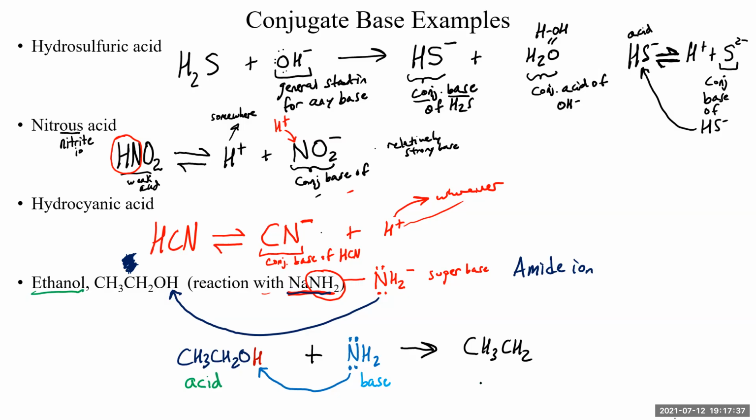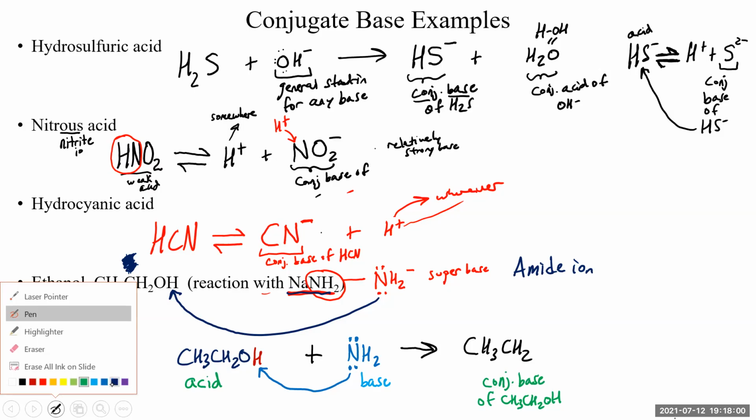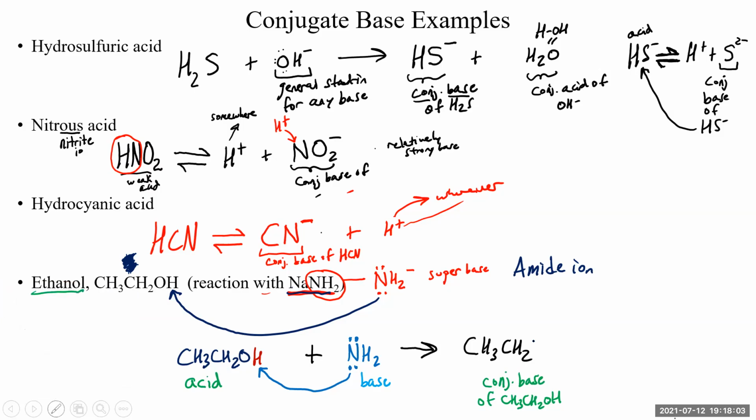So what would be the conjugate base? What's the formula for the conjugate base of ethanol? The original molecule was CH3CH2OH. Well, if it was an acid, and now we're looking at the acid minus one of its protons, what should we expect? Well, what we should expect is that we end up with CH3CH2O with a -1 charge.